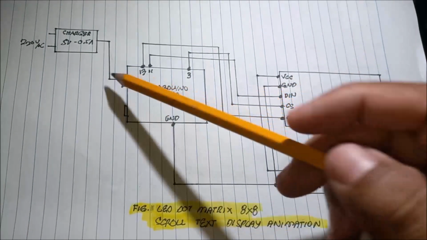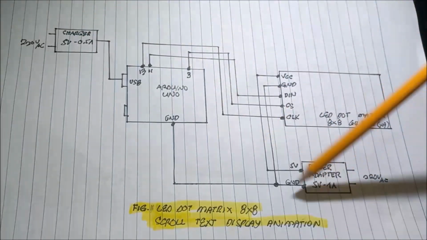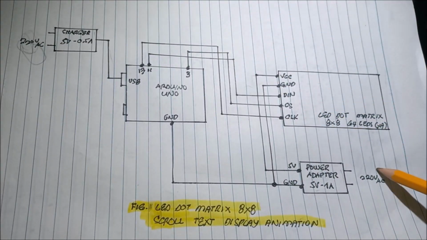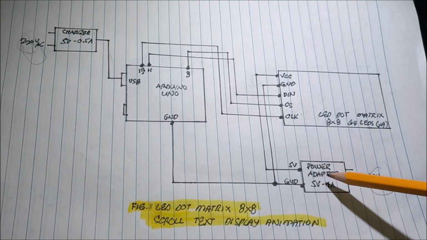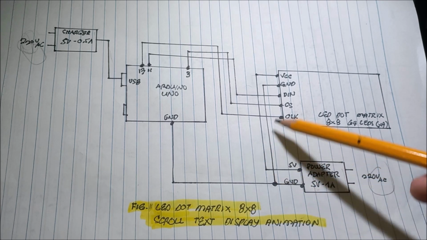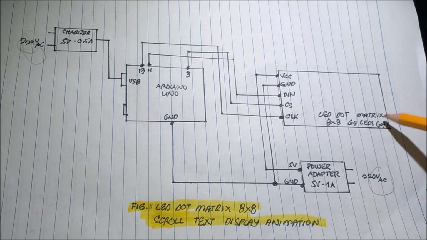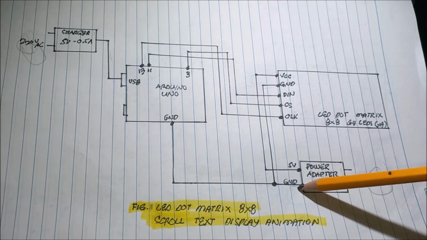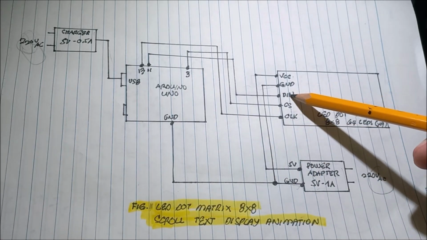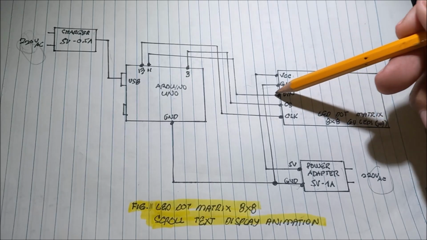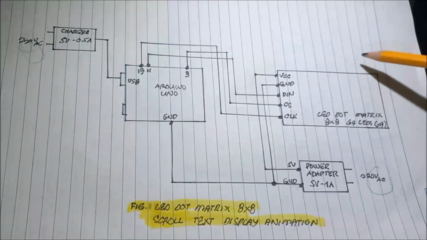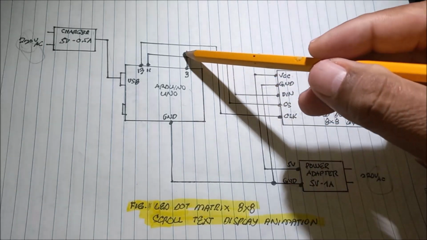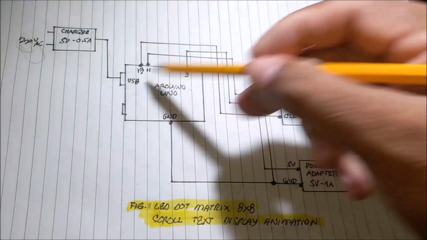These are the connections. The adapter and charger are connected to 220 volts AC, and converted into 5 volts, in which this power adapter's 5 volts is now the supply to the LED dot matrix VCC, 5 volts, then ground to ground. The data input of this matrix is connected to pin number 11 of the Arduino. The chip select or CS is connected to pin number 3, and then the clock is pin number 13.